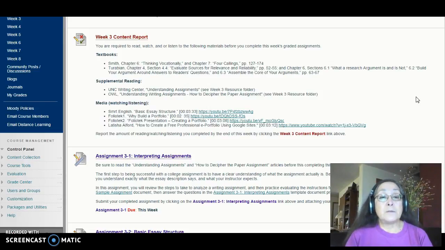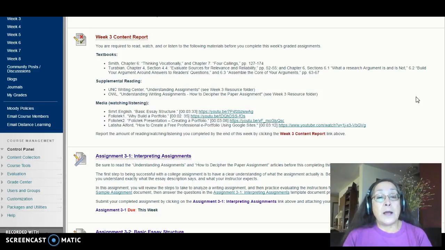With your supplemental readings, we're looking at understanding assignments. There is reading material located in the resource folder, on understanding a writing assignment and how to decipher the paper. Again, you'll find the readings that you need there. You do have some media that you're going to be watching this week, and one is the basic essay structure. That one is pretty good, and I do recommend that you watch it and listen to it. It will help you to learn how to put together a good essay.